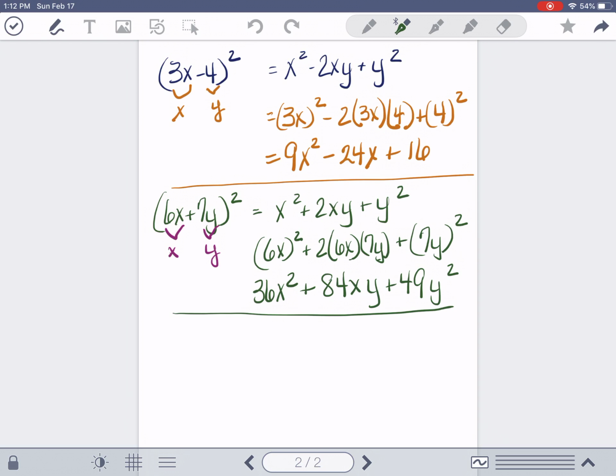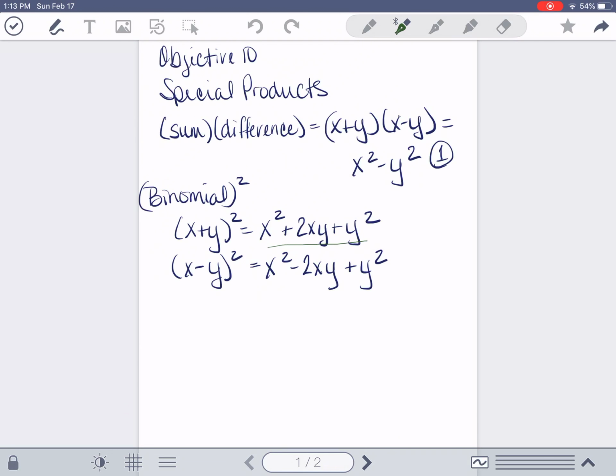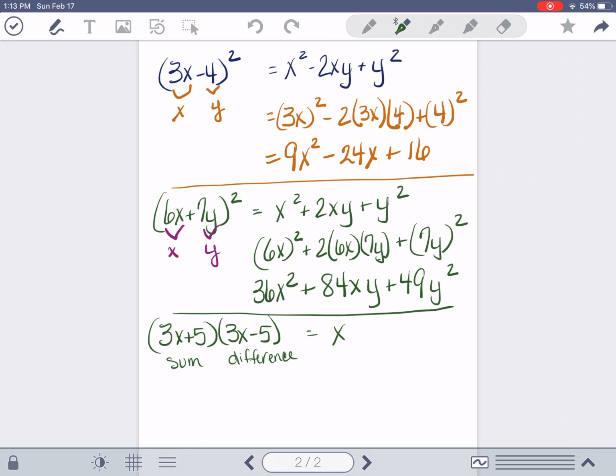So let's now take an example of x plus y times x minus y. So we're going to have 3x plus 5 times 3x minus 5. Here you have your sum, and here you have your difference. Well, on the front page, we already talked about x plus y times x minus y. So our formula is x squared minus y squared. So we know that this equals x squared minus y squared.